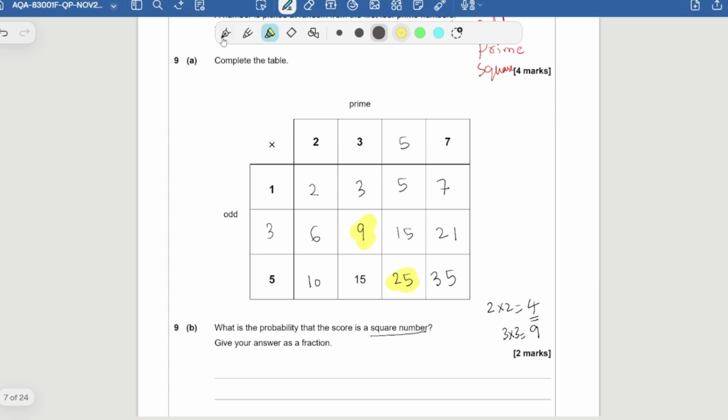To find the probability that the score is a square number, we first find out how many total numbers there are. We have 4 columns and 3 rows, so 4 threes is 12. So there are a total of 12 outcomes, from which the favorable ones are 2. So this is the probability of getting the score as a square number. You can simplify this and write it as a fraction. 2 out of 12 is equivalent to 1 over 6.